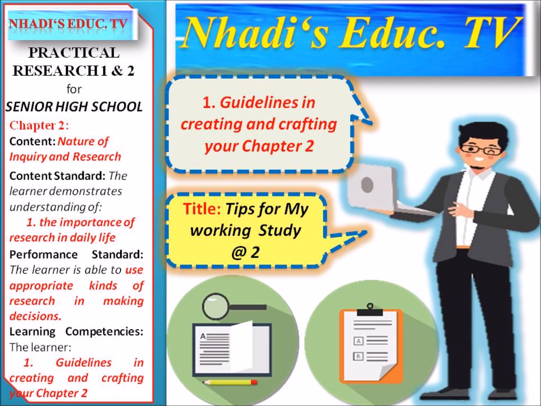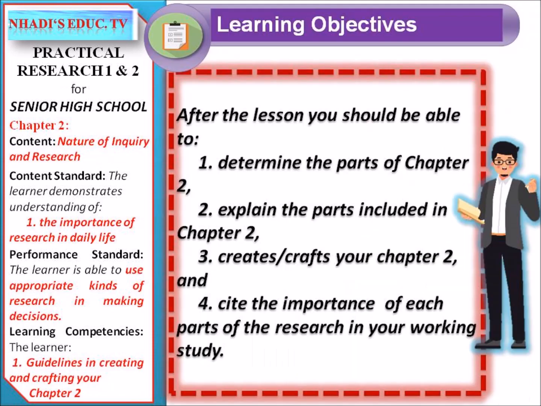Our lesson title is Tips for My Working Study Chapter 2. Our learning objectives, or our specific objectives. After the lesson, you should be able to: 1. Determine the parts of Chapter 2. 2. Explain the parts included in Chapter 2. 3. Create or craft your Chapter 2, and 4. Cite the importance of each part of the research in your working study.